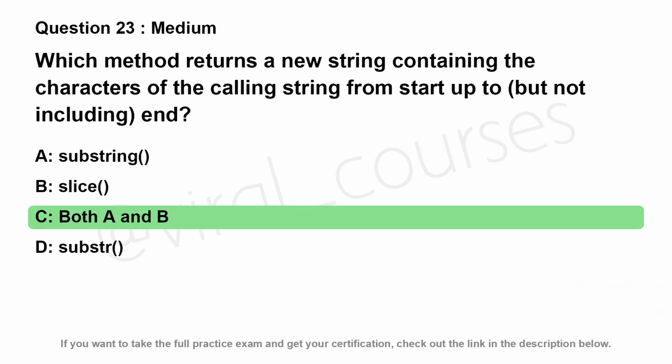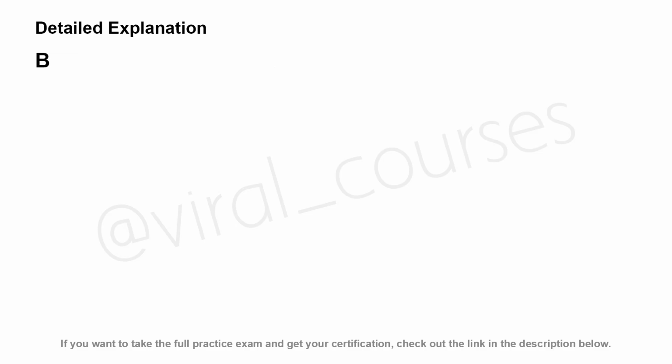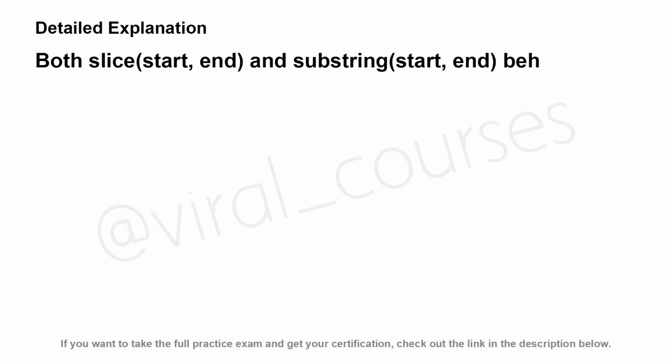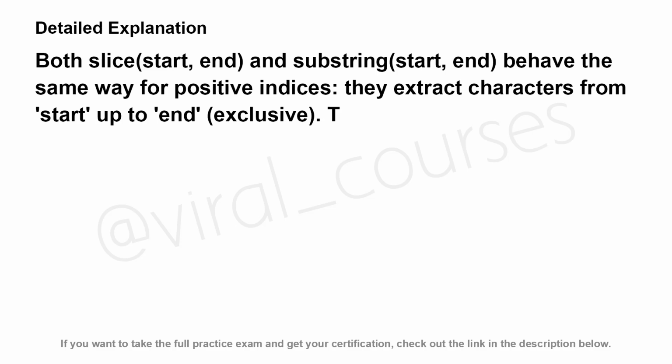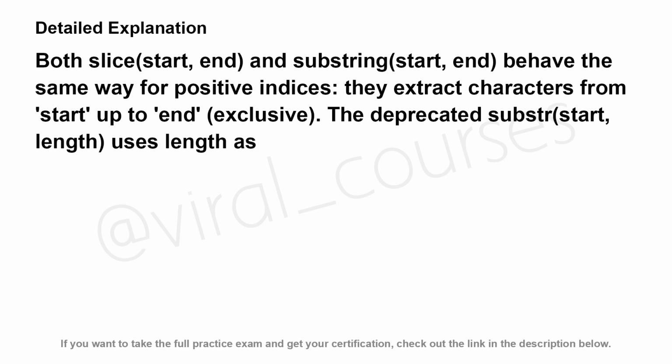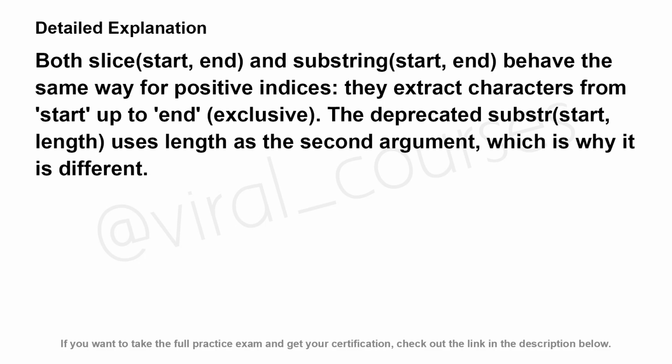The correct answer is C. Both slice(start, end) and substring(start, end) behave the same way for positive indices. They extract characters from start up to end, exclusive. The deprecated substr(start, length) uses length as the second argument, which is why it is different.